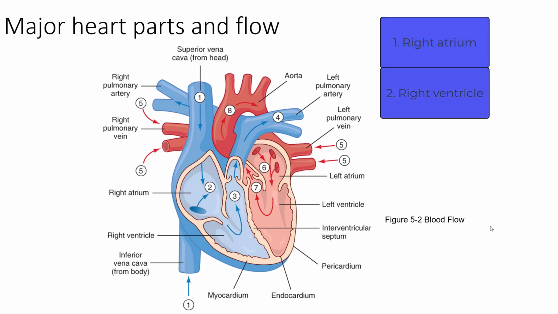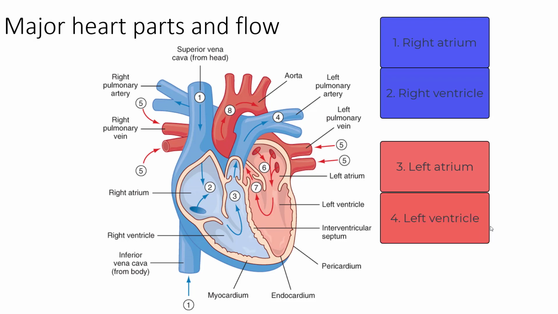Returning from the lungs are the right pulmonary vein and left pulmonary vein, and those veins will empty into the left atrium. Remember, veins are going towards the heart and they empty into atria. From the left atrium, blood will go into the left ventricle, and the left ventricle will pump blood into the aorta, and the aorta is a major artery that will then bring blood to other parts of the body.